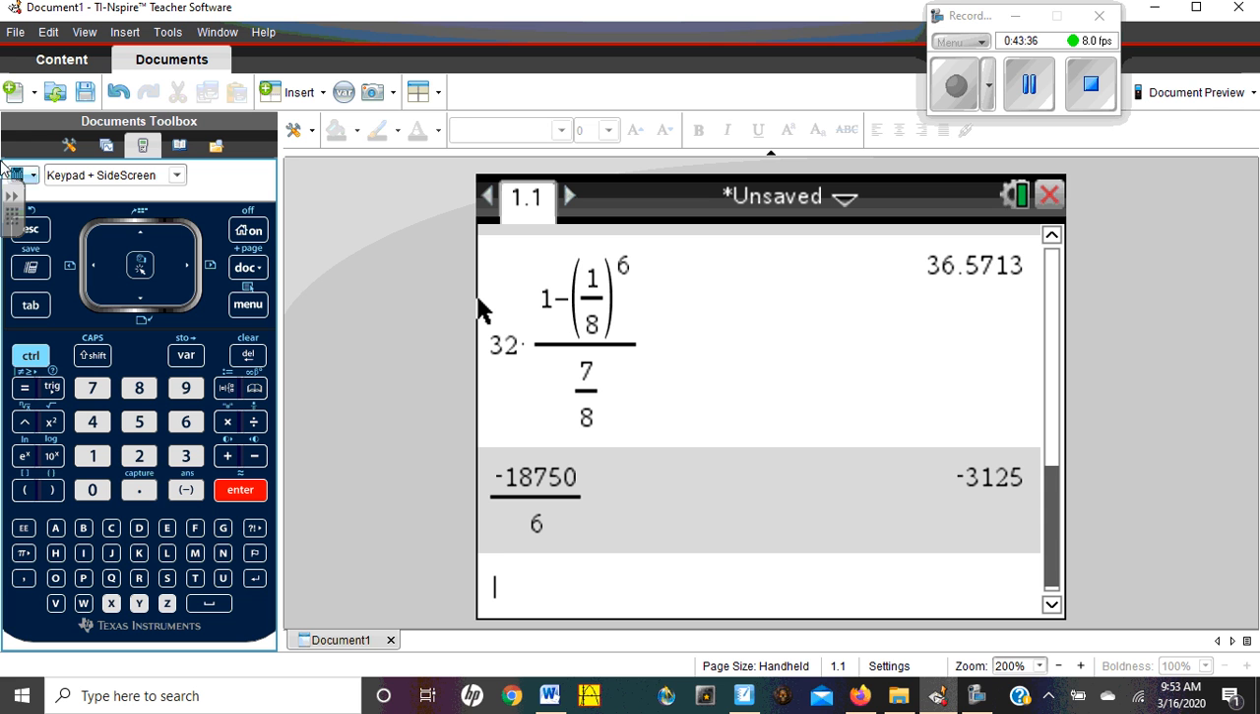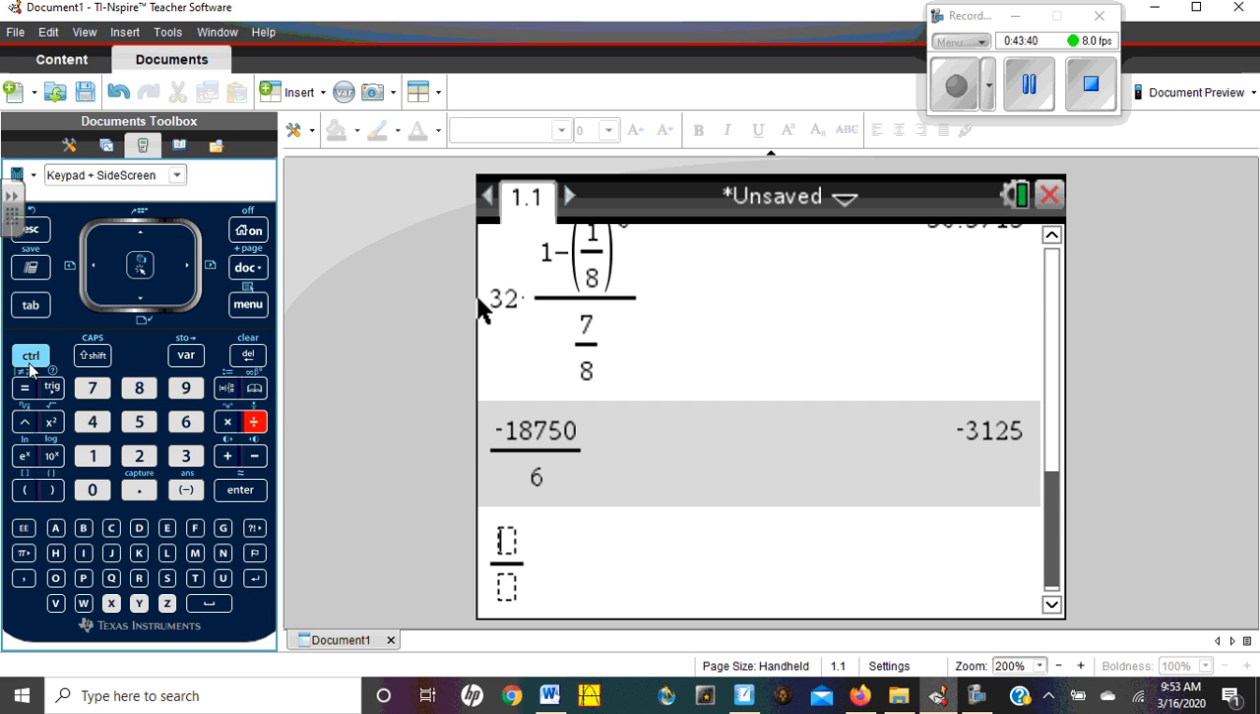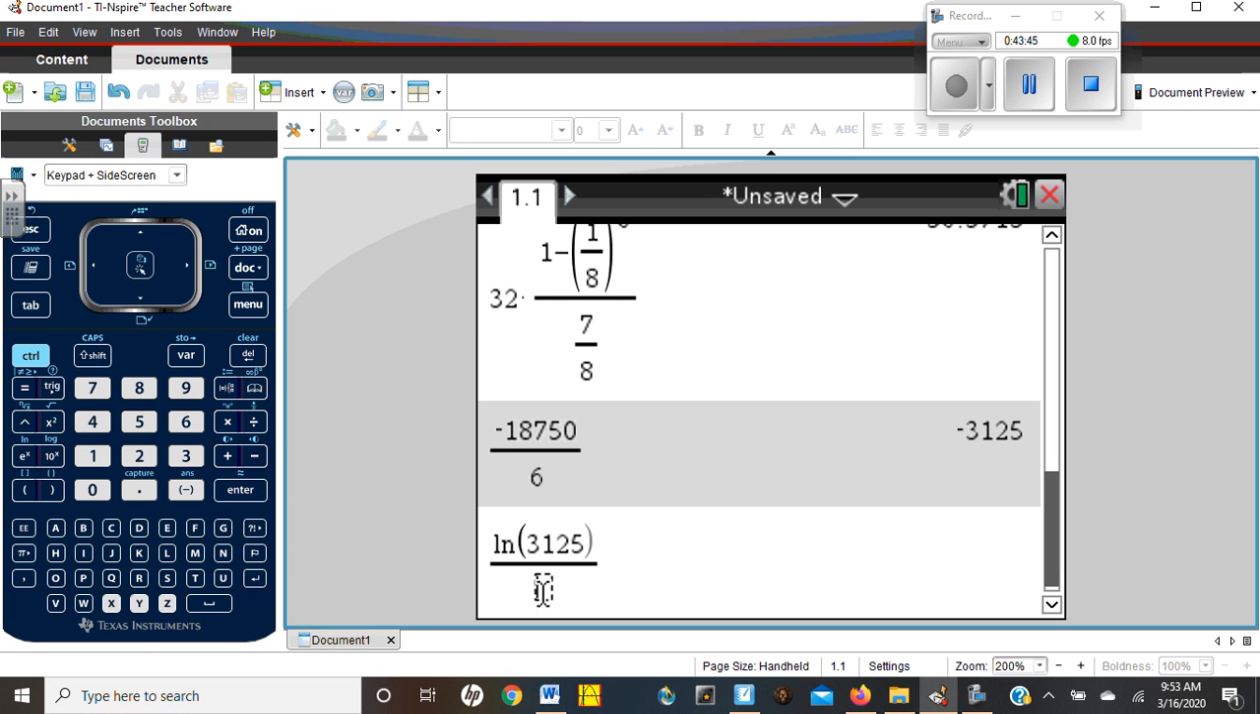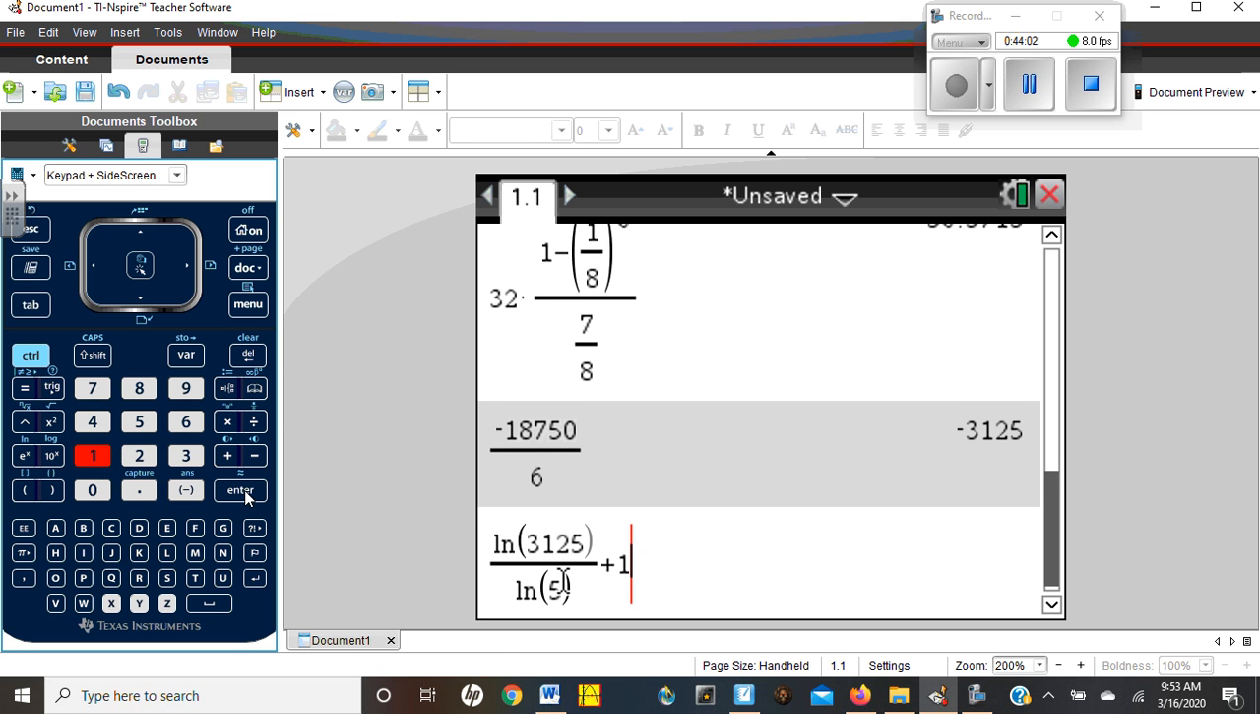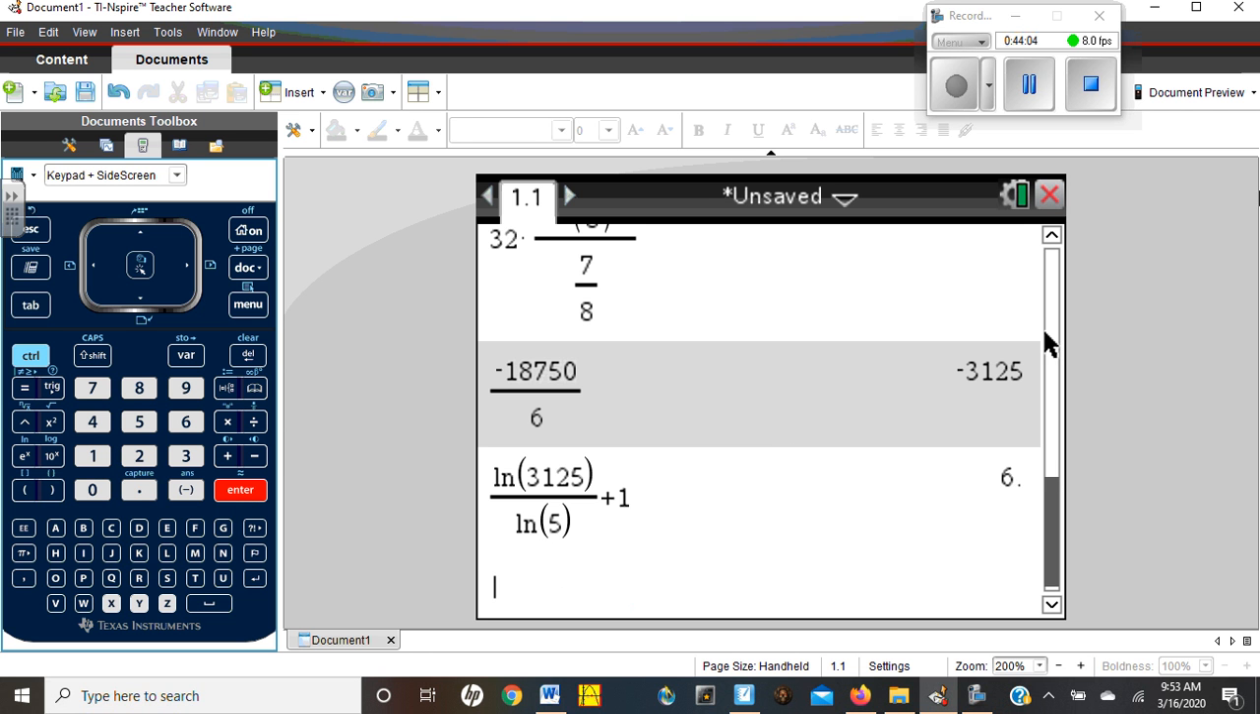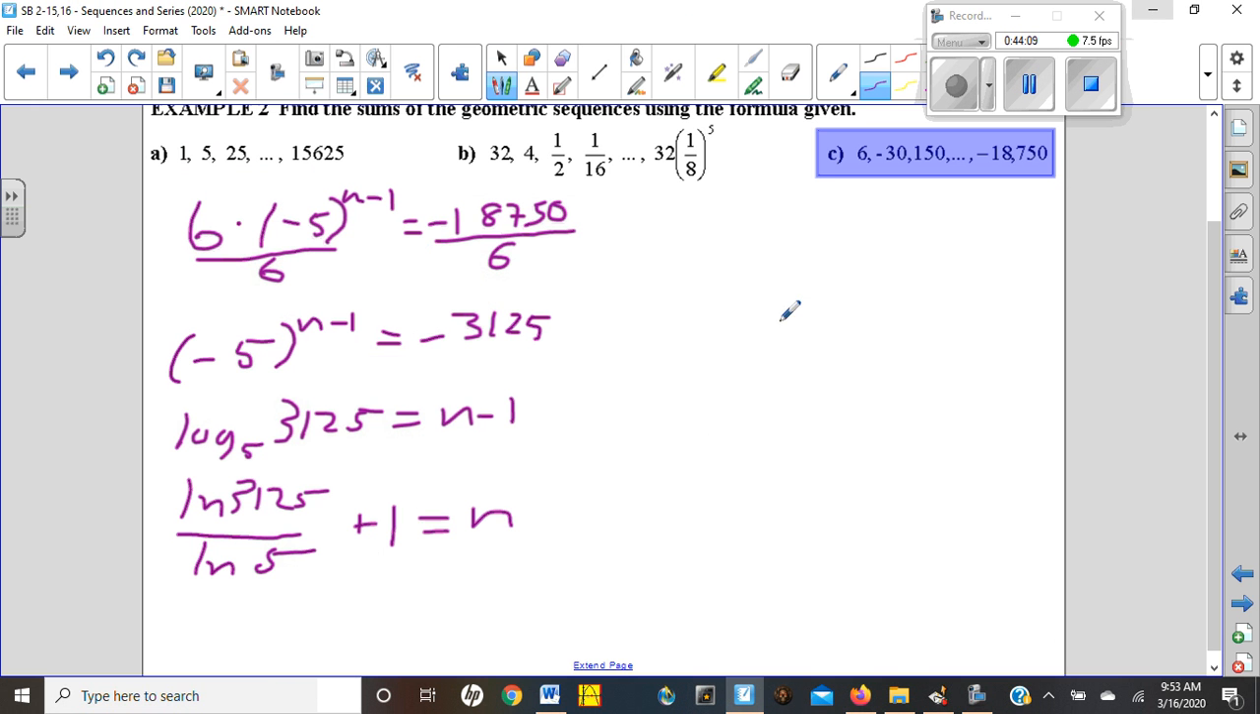Natural log of 3125 divided by natural log of 5 plus 1. Don't forget to add 1, preferably not in the fraction, but after the fraction. Because if you do, you'll be 1 off on your formula and your summation expression. So 6. We're only 6 terms out. That's not too bad.